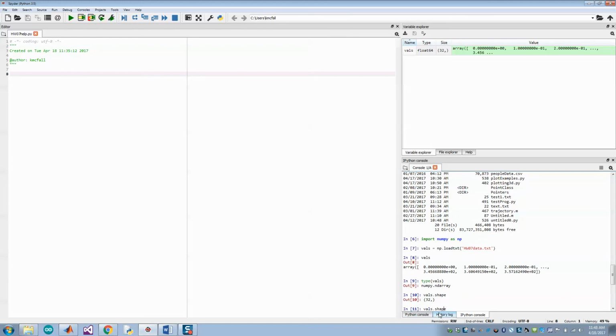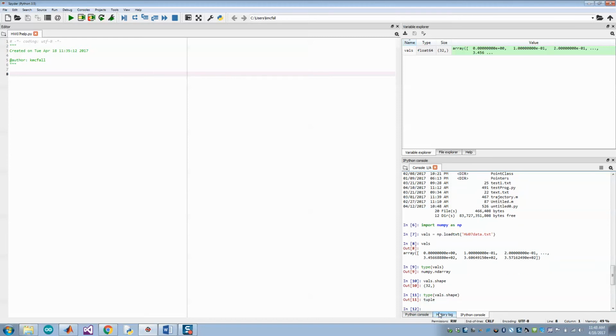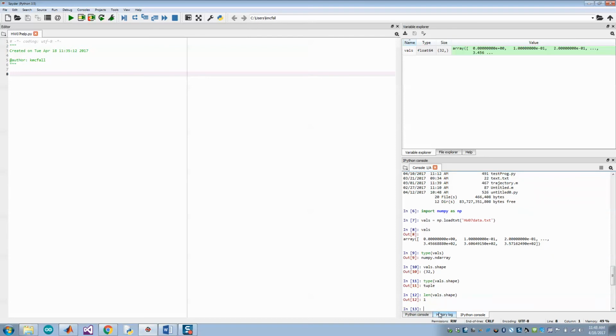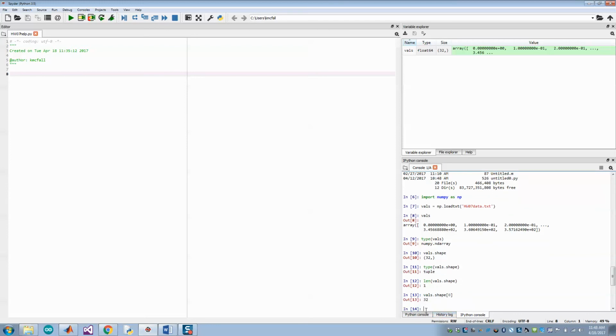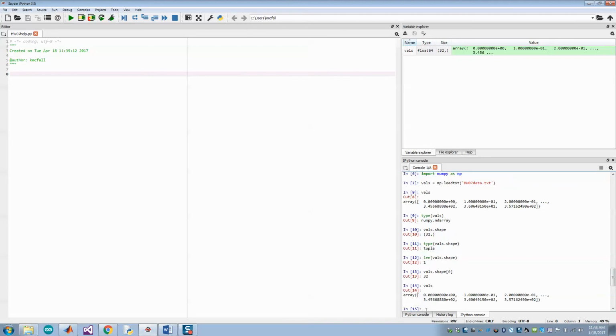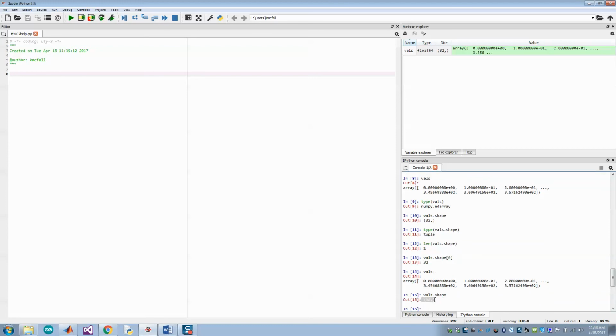Now notice, what is the type of vowels.shape? Okay, that actually is a tuple. And the length of that tuple is 1. There's only one value in that tuple, and that's 32. So vowels.shape[0] is the actual number 32, where vowels itself is a NumPy array, and vowels.shape is a tuple where the first element in the tuple is 32. Because vowels could be, say, a two-dimensional array, and so there might be something that comes after that comma. So if we want to get the actual number 32, we have to index the first element in that tuple of vowels.shape.